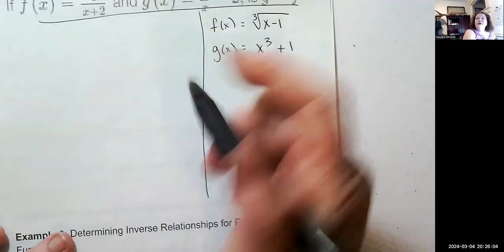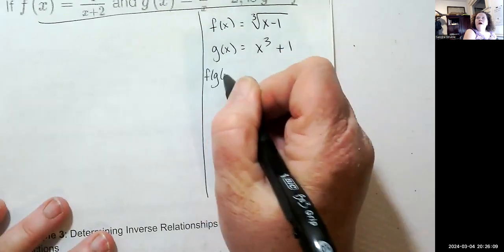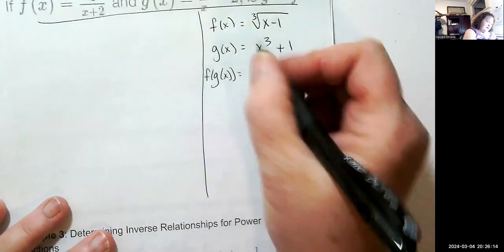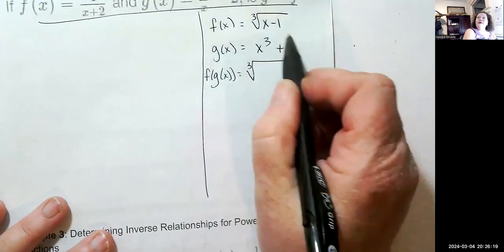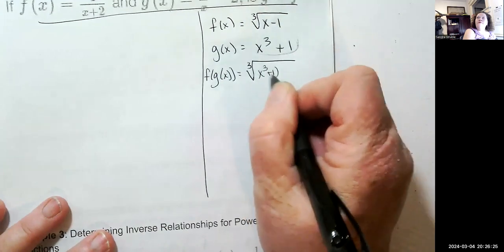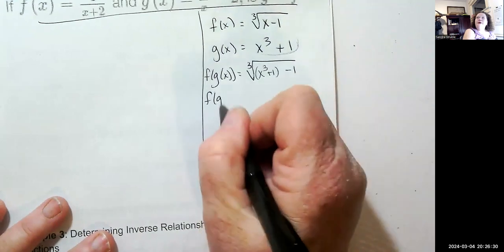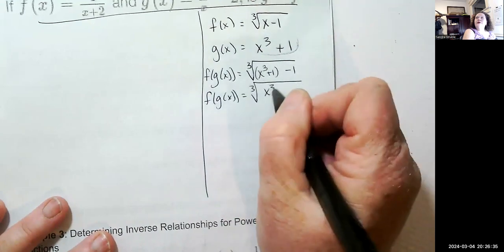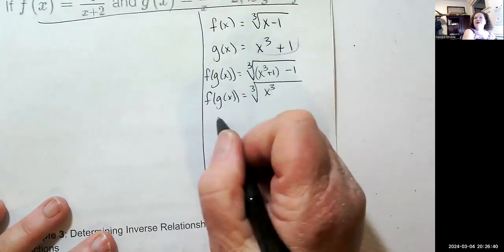So let's see if my f of x and g of x here are inverses of each other. I'm just going to take f of g of x. That's taking the function f, which is the cube root, and where my x is, I'm going to plug in g of x, so x cubed plus 1, and then I've got a minus 1 over there. Now I just need to clean this up a little bit. This is plus 1 minus 1, so those are gone. So we just have the cube root of x cubed.